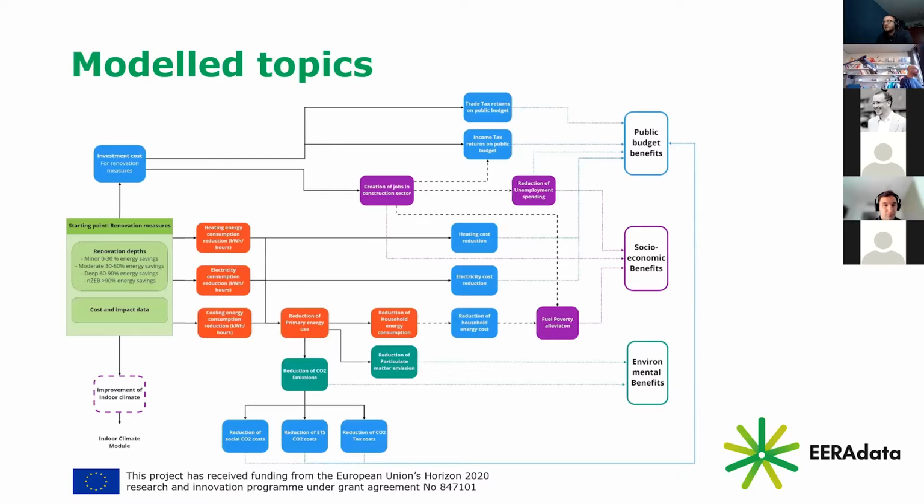How does it look? It's a network module. So each event triggers another event. The source is the renovation measures, and they trigger impacts, and these impacts trigger other impacts. And this is why you see here how these topics that I just mentioned are working together. And then we get the three benefit typologies: the public budget benefits, the socio-economic benefits, and environmental benefits as outputs of the module. We go into this in a little more detail later.